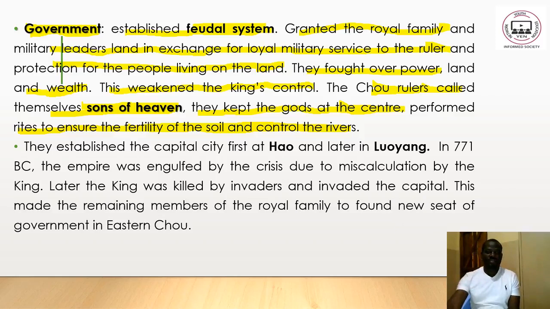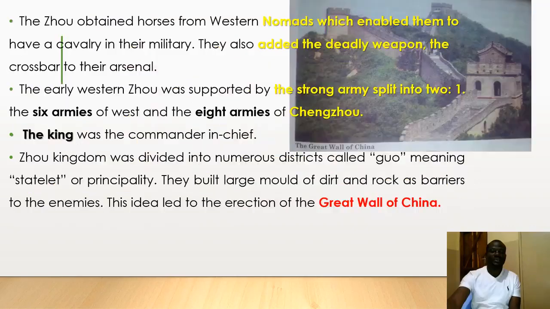They established the capital at Hao. Remember, we said the barbarians came sometime and defeated this city. And later it was at Luoyang. In 771 BC, the empire was engulfed by a crisis due to a miscalculation by the king. Later the king was killed by the invaders, who invaded that capital. This made the remaining members of the royal family fight.